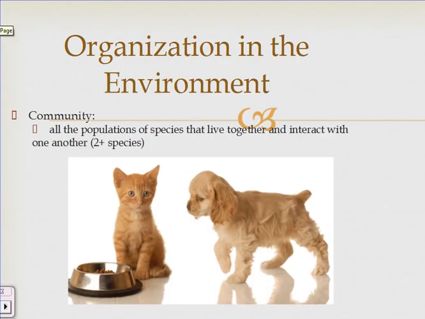The next level is a community. A community is all the populations of species that live together and interact with one another. This means you have at least two species together. In our picture here, we have a kitten and a puppy. They are two species that live together in the same house, and they interact with one another.